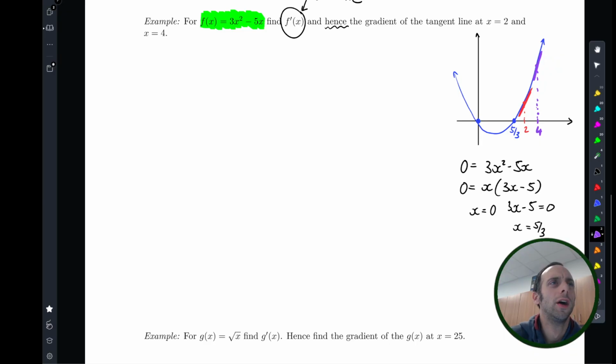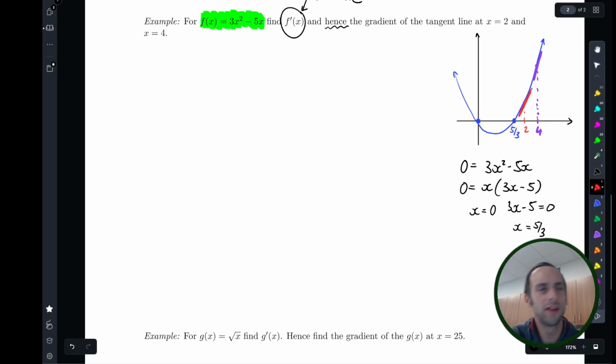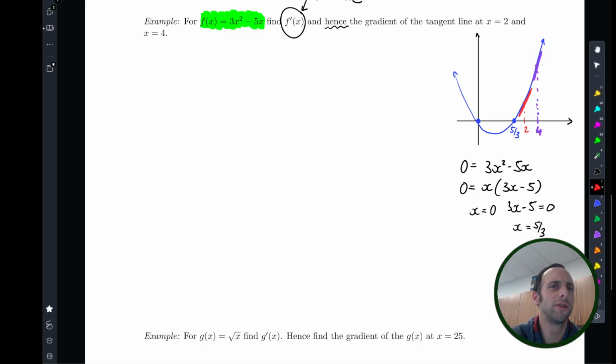Okay? So just from this picture, we can tell that we should get a steeper, more positive slope when we substitute 4 into our derivative. We should get a still positive, but not a steep slope when we substitute 2 into our derivative. So we're going to confirm that at the end of this example once we have that derivative equation calculated.